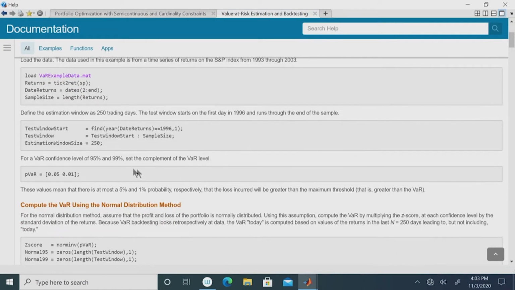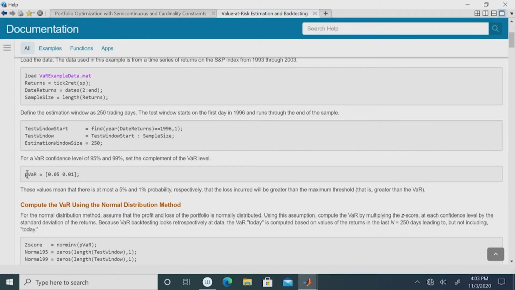Now, we take the estimation window size to be 250, and the reason why it is chosen to be 250 is that there are roughly about 250 trading days in a year, which you can estimate from the fact that there are 52 weeks and each week has 5 working days. So, that is roughly about 250 trading days in a year.